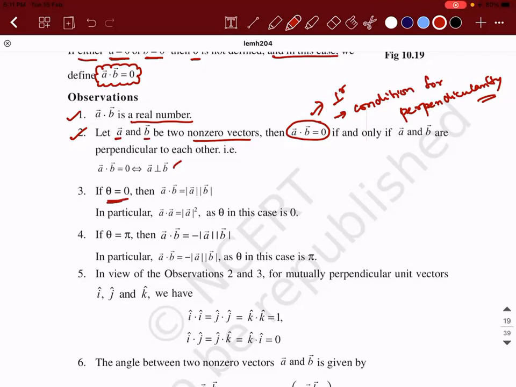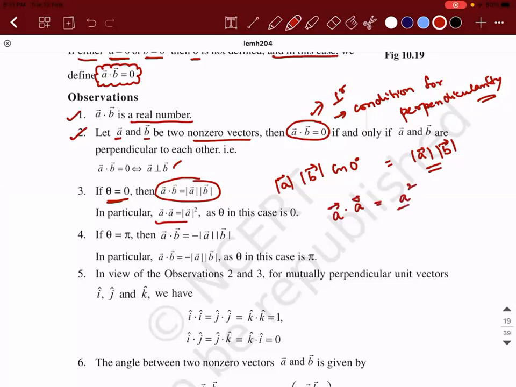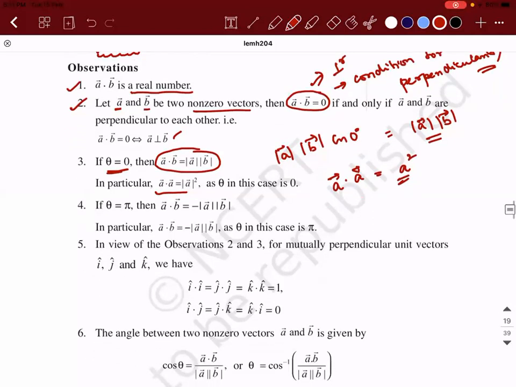Similarly, if theta is equal to 0, then A vector dot B vector will be equal to magnitude of A into magnitude of B vector into cos of 0 degrees, which is magnitude of A vector into magnitude of B vector. Similarly, if I do the dot product of the vector with itself, I'll get A square, which is the magnitude of A squared. Suppose theta is equal to pi, then A vector dot B vector is minus magnitude of A vector into magnitude of B vector, because cos of pi is -1.